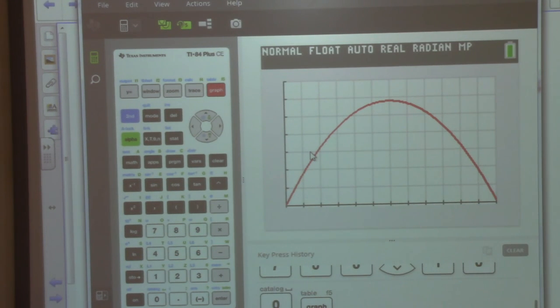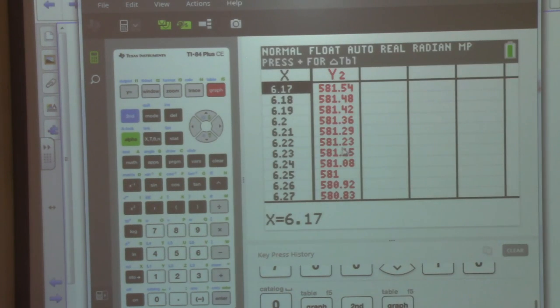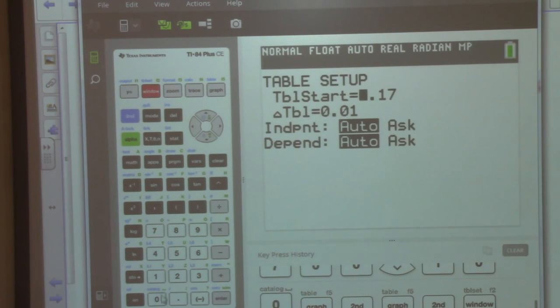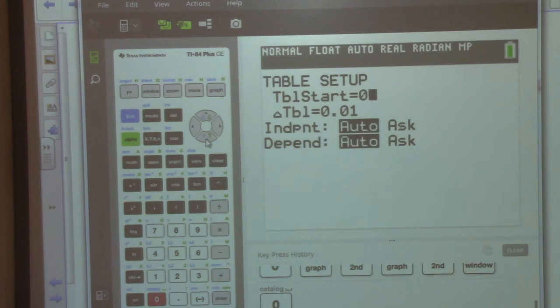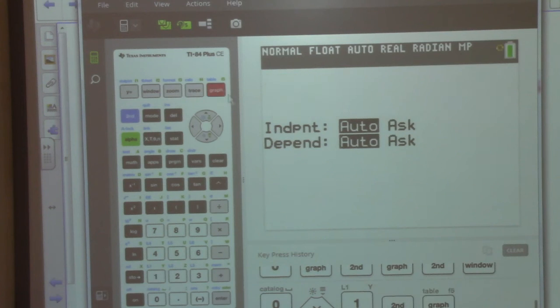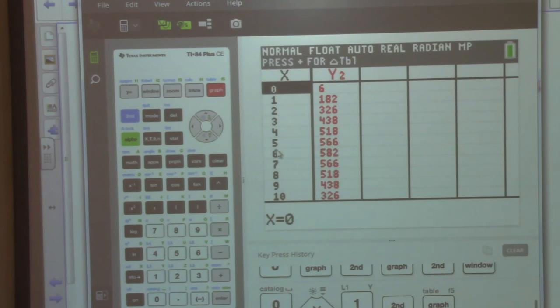Yeah, you can find the vertex. Now some people go to the table. I will tell you that if you go to the table, one thing you've got to watch out for is, here I have it set up from last class, table set. Standard table would be table start at 0 by 1s. That's your default setting. So if you go here, you're going to see a maximum height of 582 feet at 6 seconds.